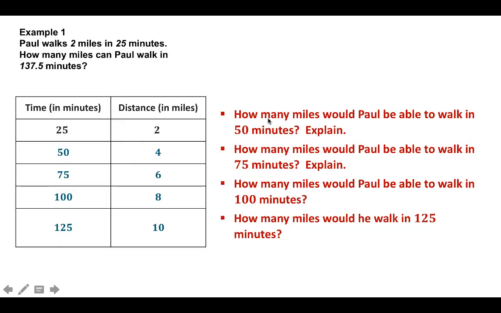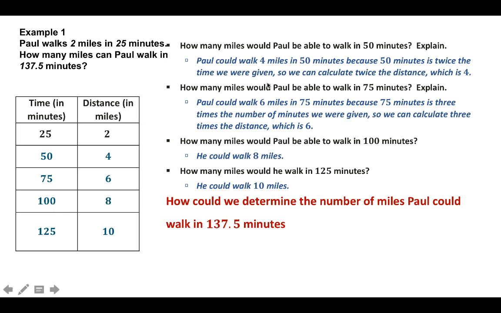So when you answer these questions, how many miles would Paul be able to walk in 50 minutes? You should be able to explain the pattern. What is happening here? For example, at 25 minutes, what is happening? When it becomes 50, what happens to 2 miles? How many miles does it pick up? So look at this relationship and explain these. Explain and write the answers.